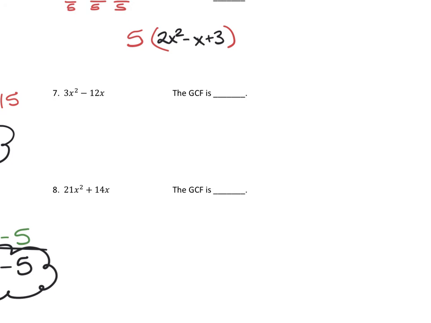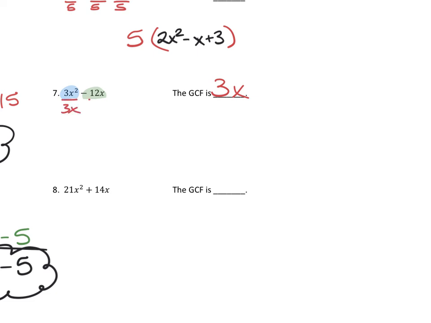Now, number 7 is different. What do you notice that both 3x squared and negative 12x have in common? Yeah, they for sure have an x in common because they both say x on that term, the x squared and x. Okay, but what is the number that they have in common? They also have a 3 in common. So this time my GCF is 3x.